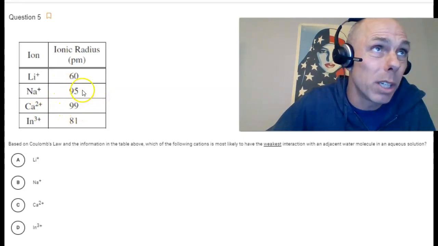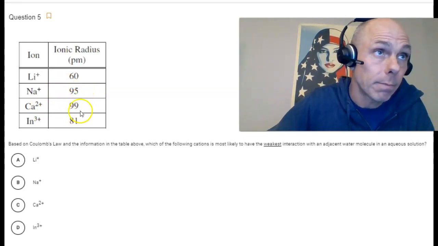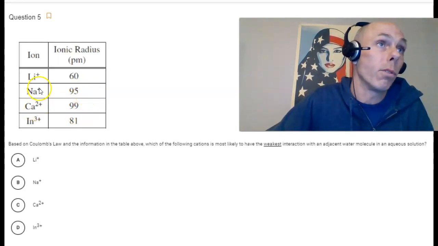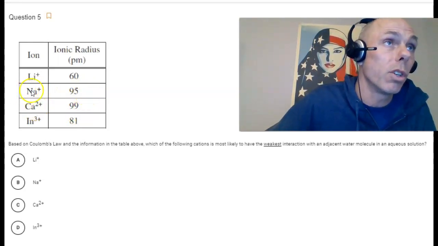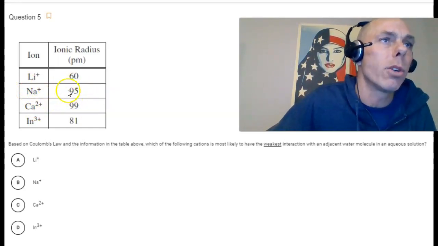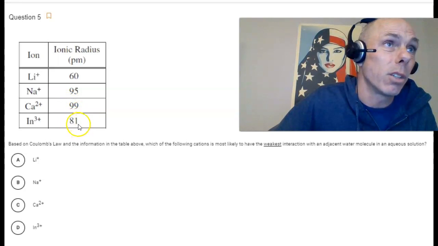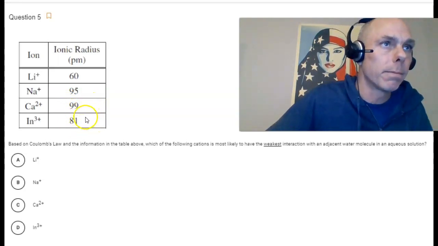So that small decrease in radius will not account for sodium having a stronger attractive force because it has half the charge. So sodium with a 1+ charge and a relatively large radius would have the weakest attractive force to water. Strongest attractive force would come from indium with a 3+ charge because it's only a bit smaller than calcium, but it has a charge that's 1.5 times greater.